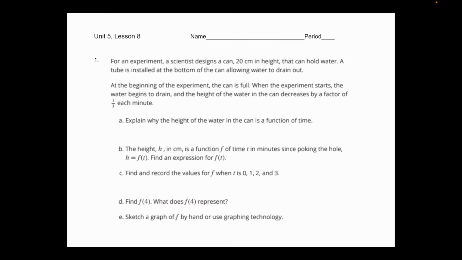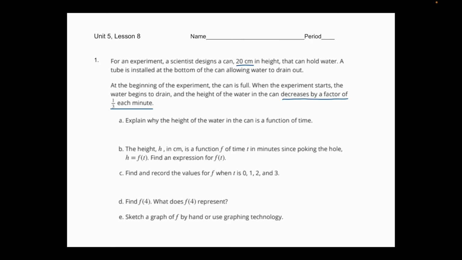We have an experiment. A scientist designs a can 20 centimeters in height. That sounds important, so I'm going to underline 20 centimeters. It can hold water, and a tube is installed at the bottom, allowing the water to drain out. At the beginning of the experiment, the can is full, and when the experiment starts, the water begins to drain, and the height of the water in the can decreases by a factor of 1/3 each minute. So decreasing by a factor of 1/3 sounds important also, so I'm going to underline that one.